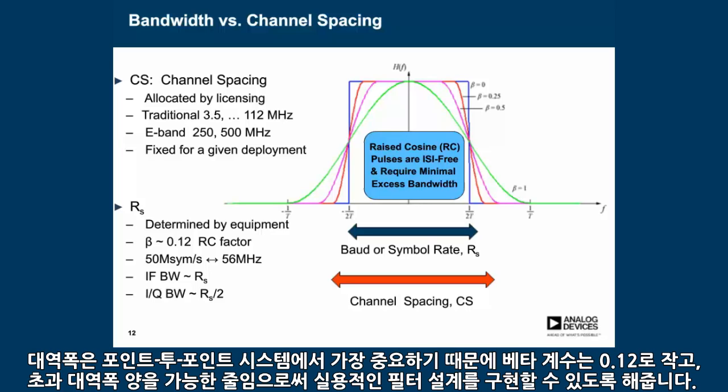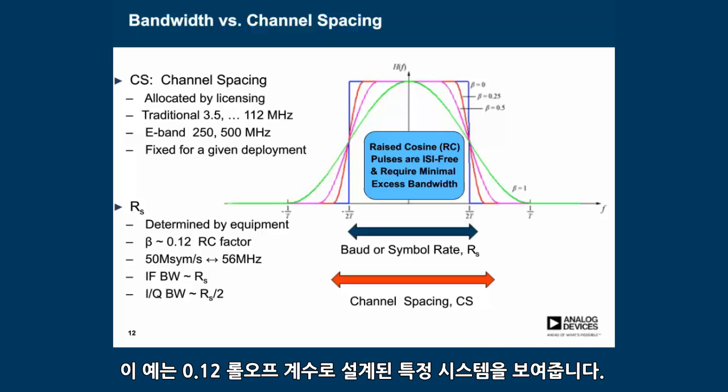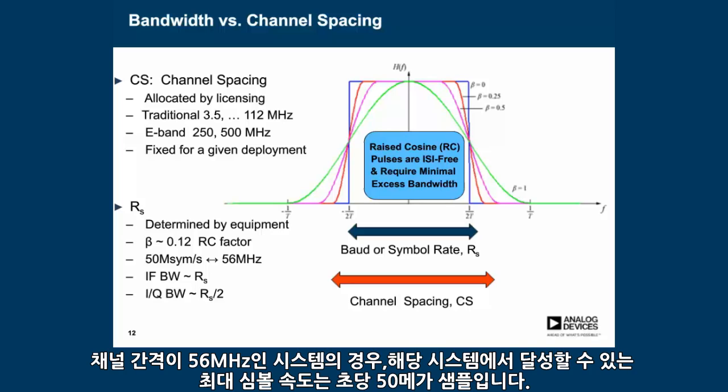Since bandwidth is a premium in point-to-point systems, the beta factor is small at 0.12, reducing the amount of excess bandwidth to as little as possible while still allowing a filter design that's practical to implement. This example shows the case of a particular system that is designed with a roll-off factor of 0.12. For a 56 MHz channel spacing system, the maximum achievable symbol rate for that system is 50 megasymbols per second.